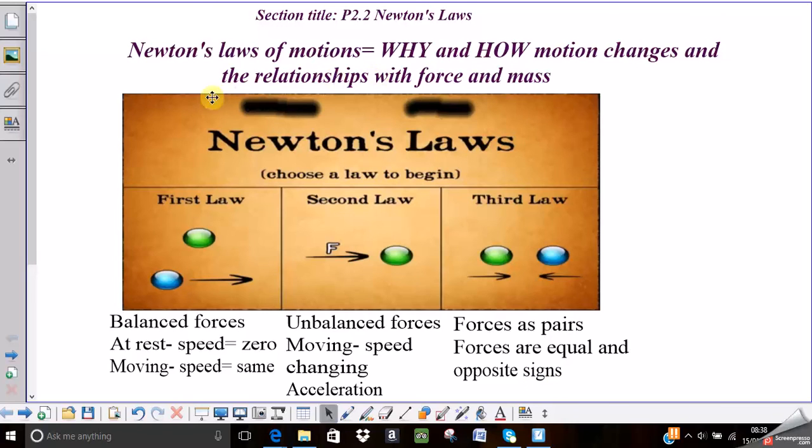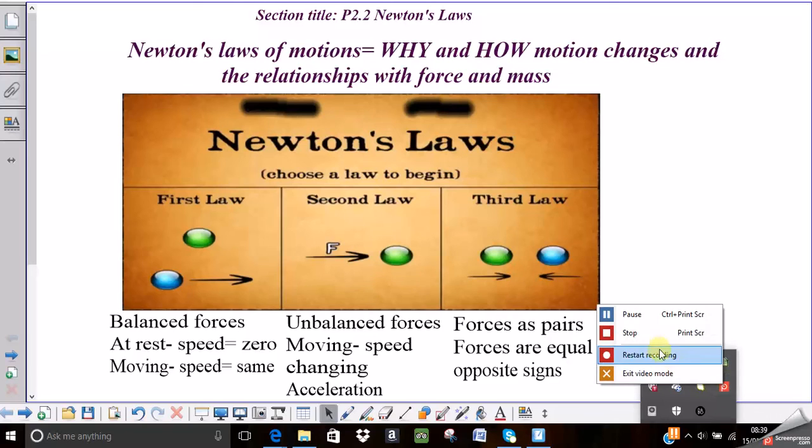So these are Newton's laws of motion. Let's go and start analyzing each one of them individually.